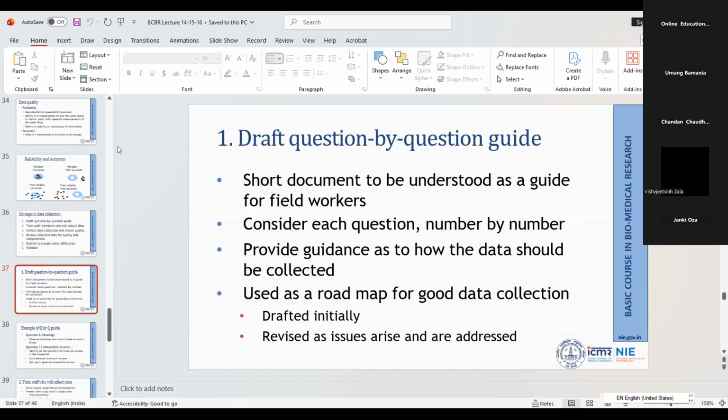The first is draft a question by question guide. So what is a question by question guide? It is a short document to be understood as a guide for the field workers. Sometimes for the same question, there will be different interpretations by different workers. So it is important to guide them regarding the interpretation of questions. So we will give one small instruction at the end of the question on how this question should be asked. Consider each question number by number, and provide guidance as to how the data should be collected. It is used as a roadmap for good data collection, which is drafted initially and revised if there is any issue.